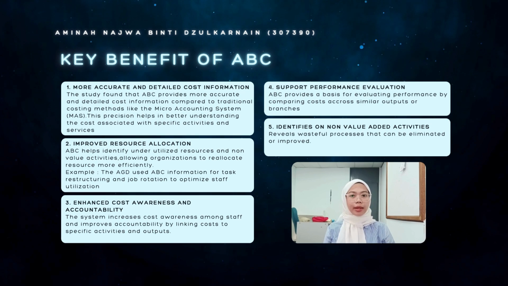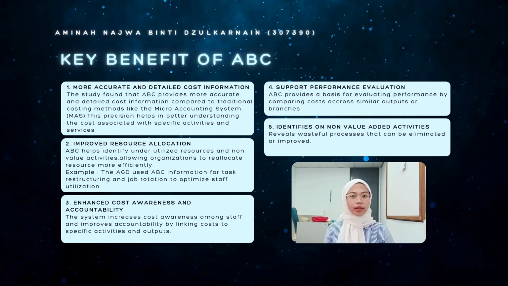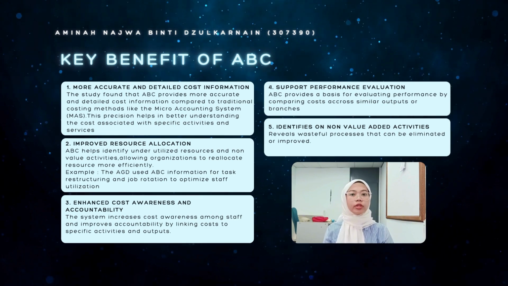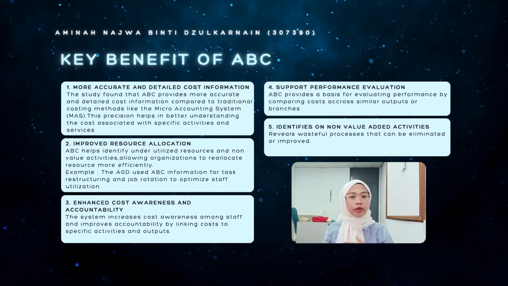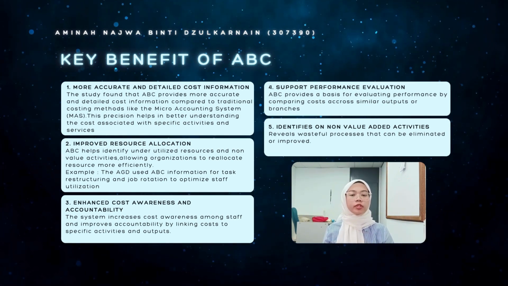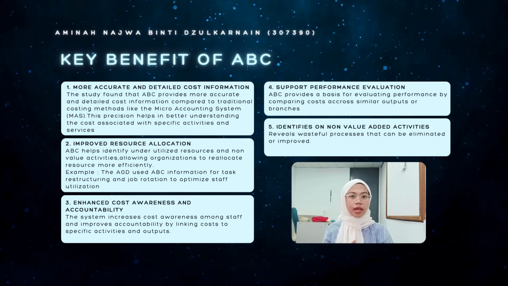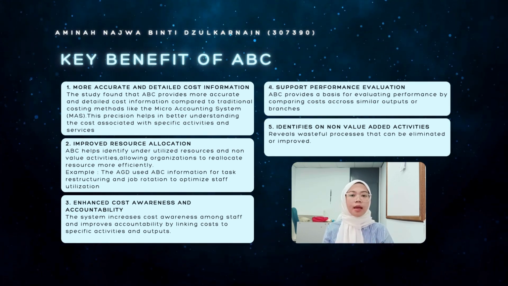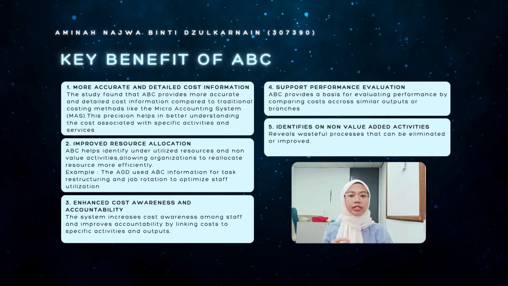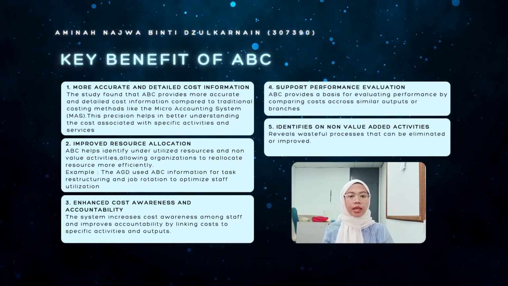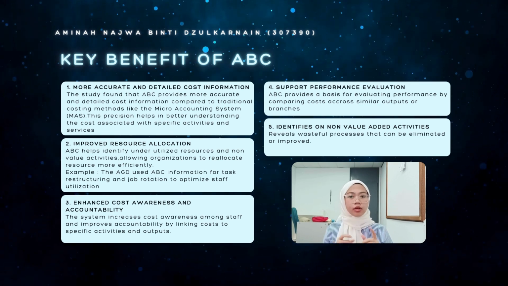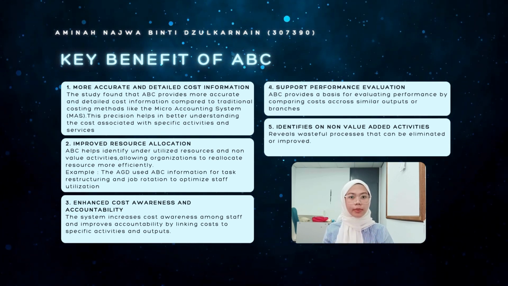Another major benefit is increased cost awareness and accountability. Since ABC links costs directly to departments and activities, employees and managers become more conscious of spending. At the AGD, ABC reports were used to compare costs across different branches. Managers could see which branches operate more efficiently and which needed improvement. This transparency encouraged a culture of cost control and responsibility.